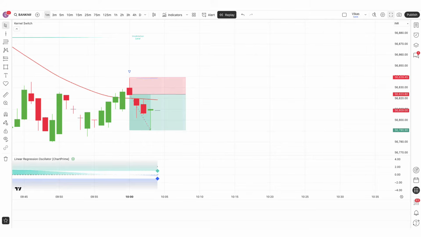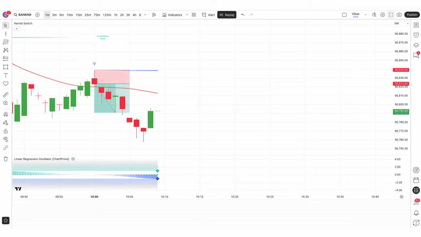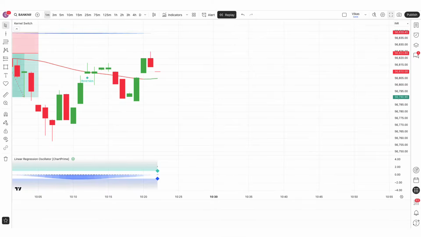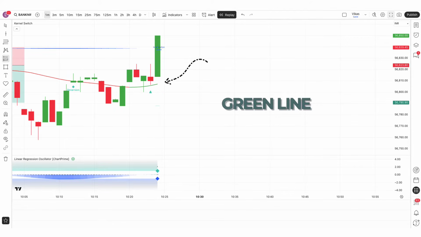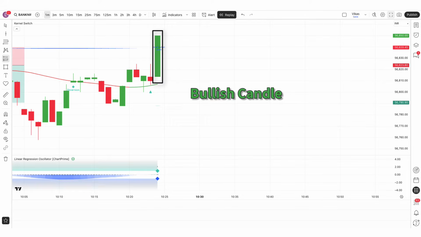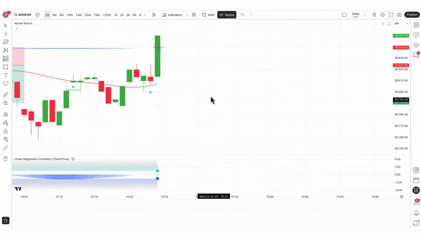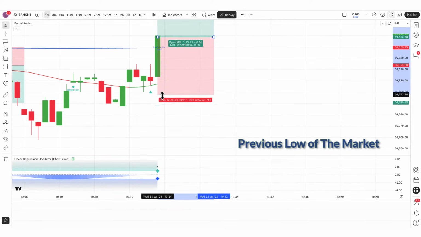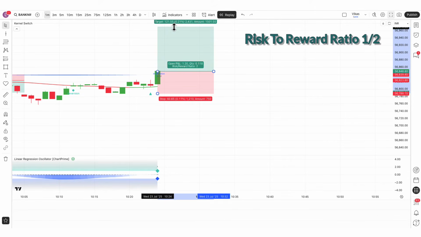The market has completely hit the target. I hope you must have understood this trading strategy. Let's now understand the long position. When the linear regression indicator gives us a buy signal, the kernel switch indicator should be a green line, the linear regression oscillator should show a bullish reversion cross signal, and the market forms a bullish candle. If this condition is fulfilled, then we will place a buy order. Our stop loss is to be placed at the previous low of the market. And the risk to reward ratio will be 1:2.